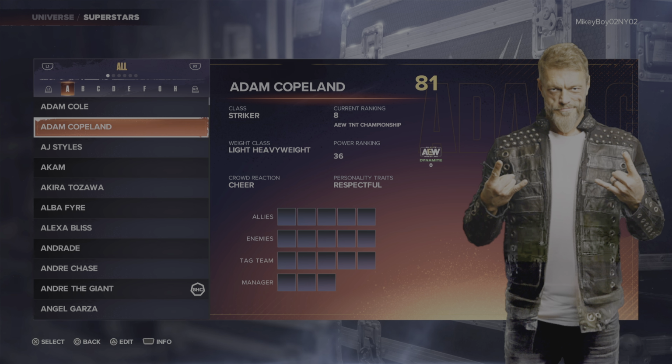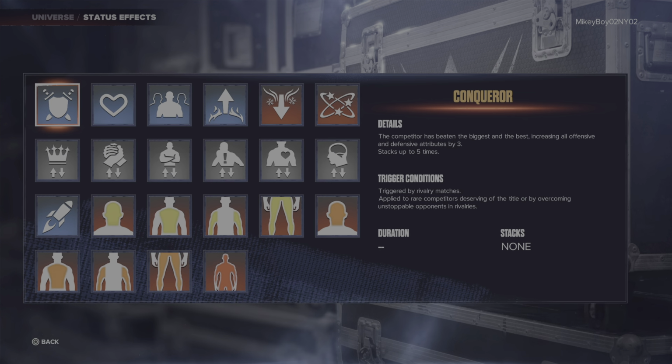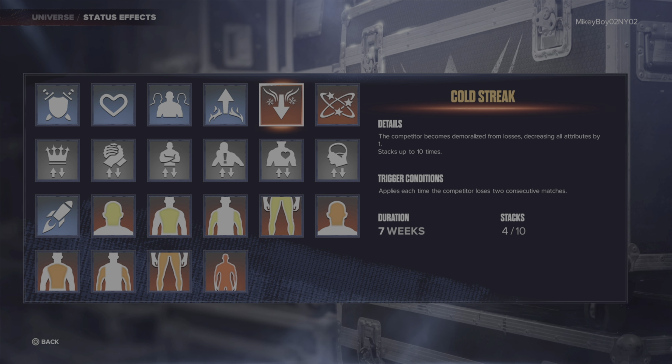Adam Copeland was not an 81. He's only an 81 because he has a cold effect going on. You go to the status effects, you go to see which one they have. Right now, Adam Copeland, the competitor becomes demoralized from losses, decreasing all attributes by 1. It stacks up to 10. So now he has 4 out of 10 stacks for the next 7 weeks. For every time he loses, you add 1 more stack, and it lasts for 7 weeks.